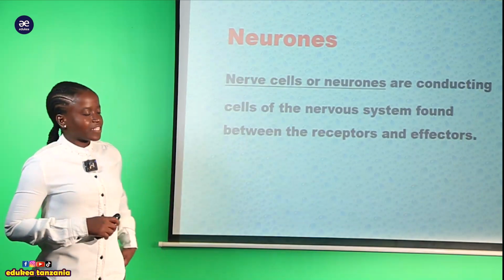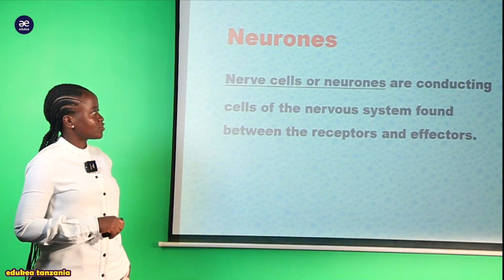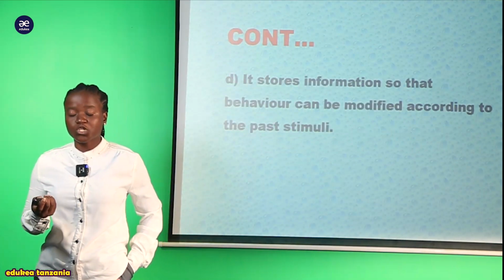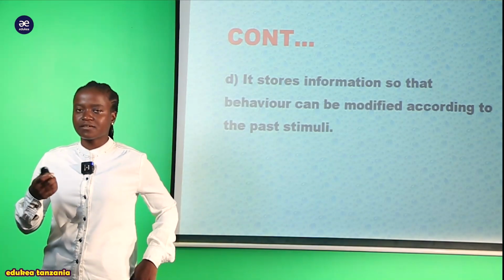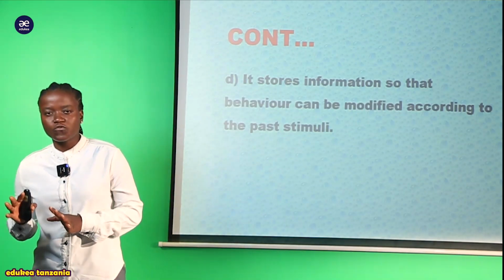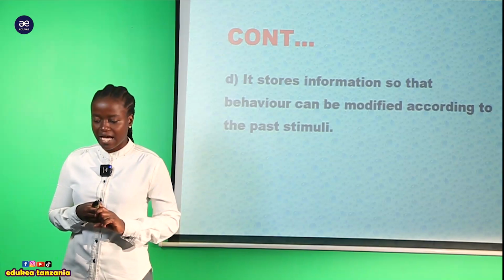And now we can say that nerve cell. So after we have seen now the function of the nervous system in general, also we have to move to look at another thing, that is the neuron.